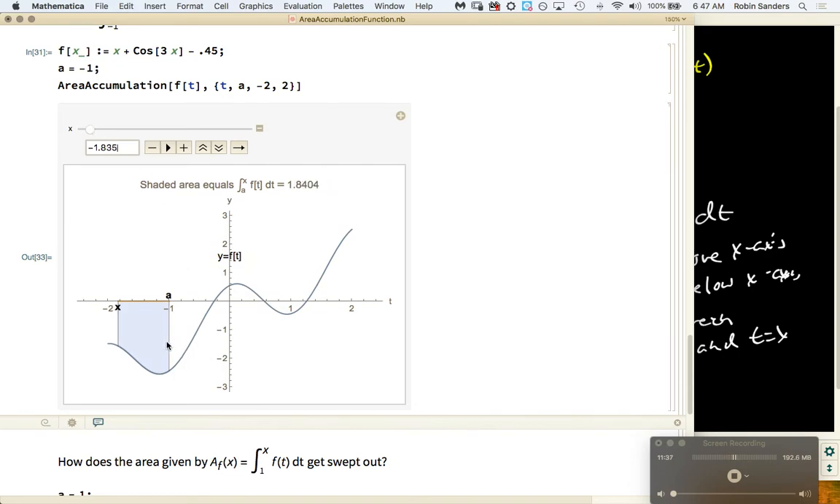you'll notice that all of this area is currently positive because we are integrating in the wrong order. We are going from right to left, and hence the width of the area is negative, and so the height being negative and the width being negative yields negative times negative is equal to positive, a positive area.